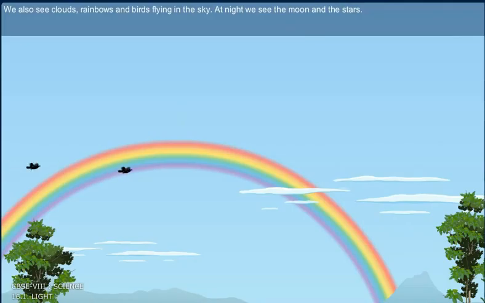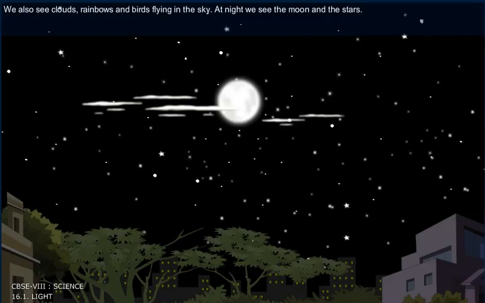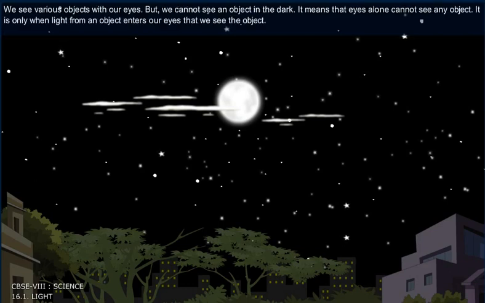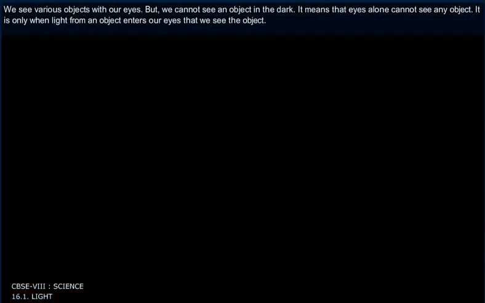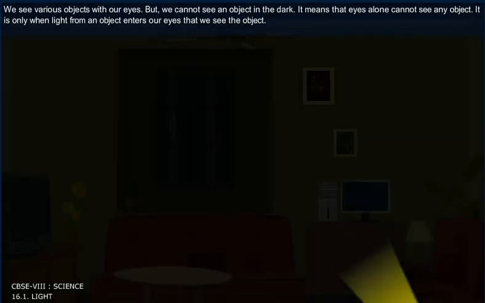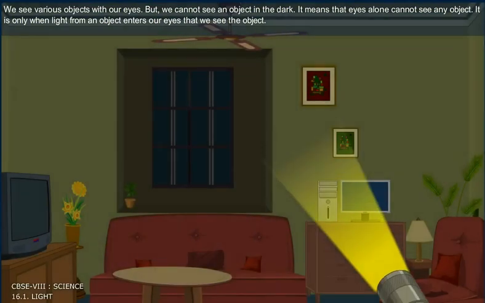We also see clouds, rainbows, and birds flying in the sky. At night, we see the moon and the stars. We see various objects with our eyes, but we cannot see an object in the dark. It means that eyes alone cannot see any object. It is only when light from an object enters our eyes that we see the object.